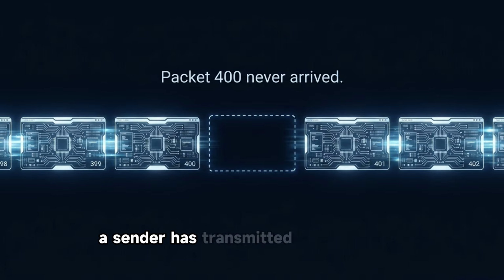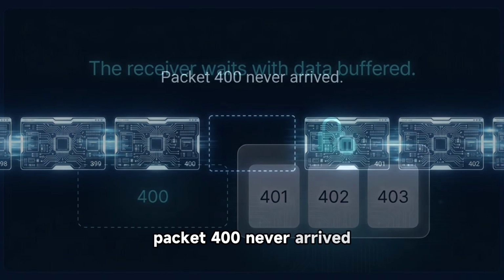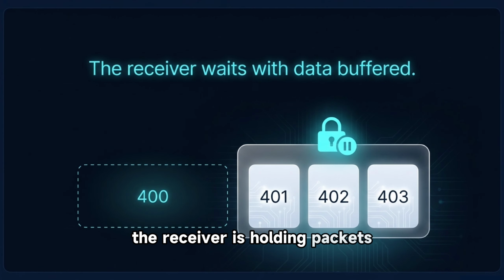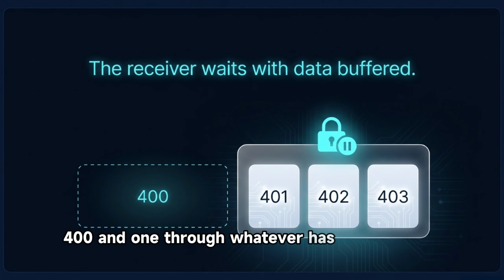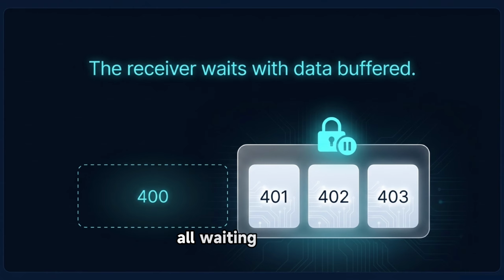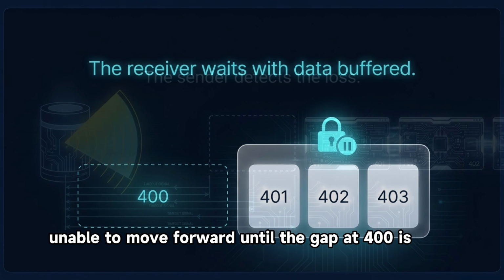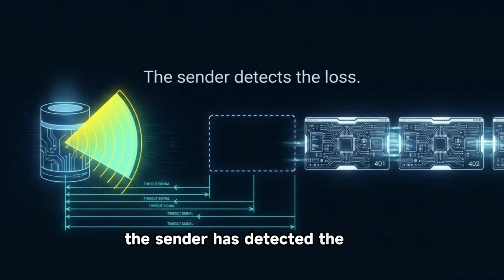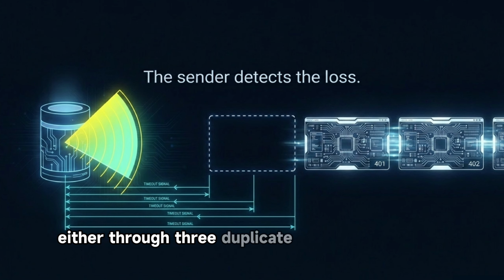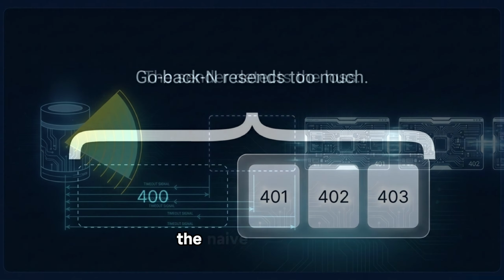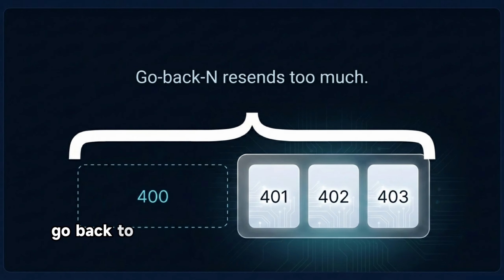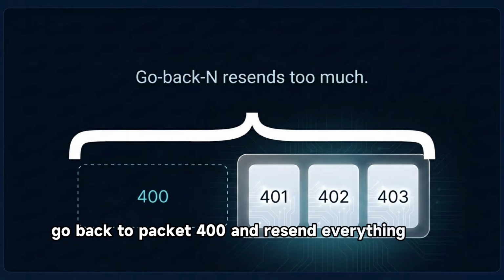A sender has transmitted 1,000 packets. Packet 400 never arrived. The receiver is holding packets 401 through whatever has arrived since, all waiting, buffered, unable to move forward until the gap at 400 is filled. The sender has detected the loss, either through 3 duplicate acknowledgements or a timeout. What does it do? The naive answer is, go back to packet 400 and resend everything from there.